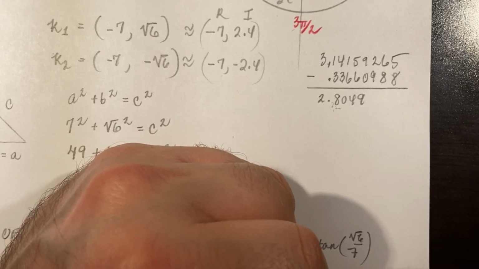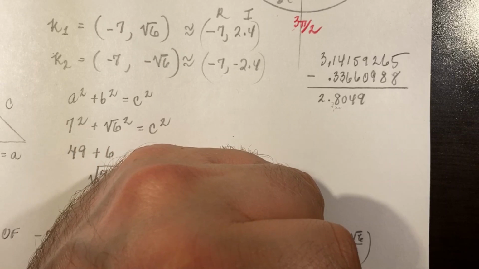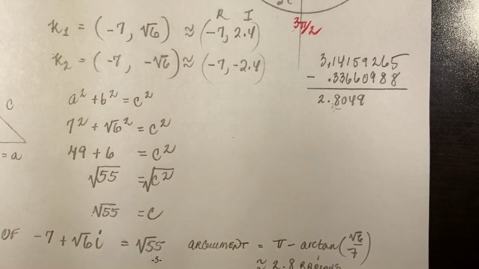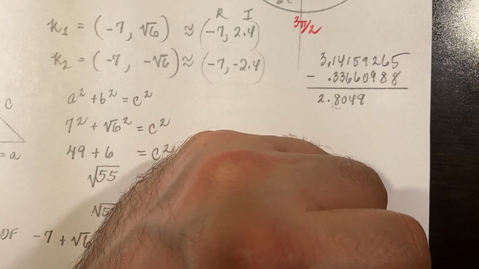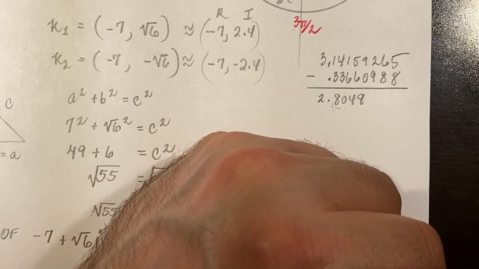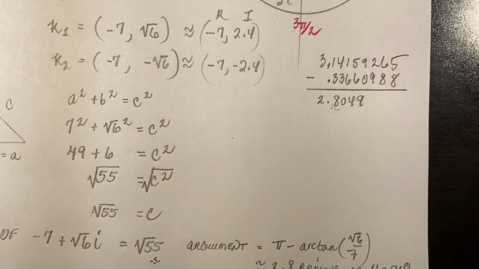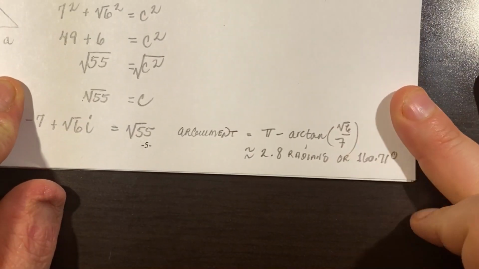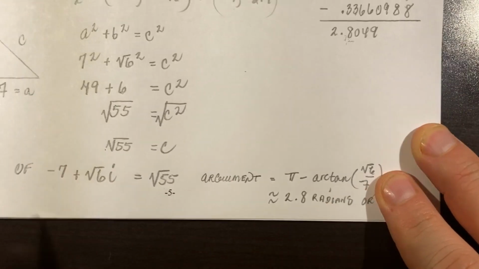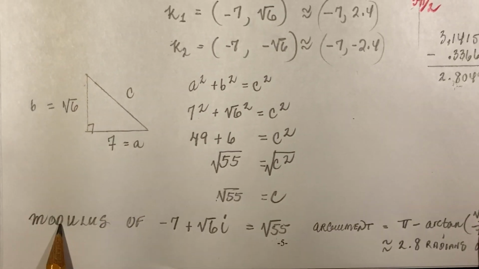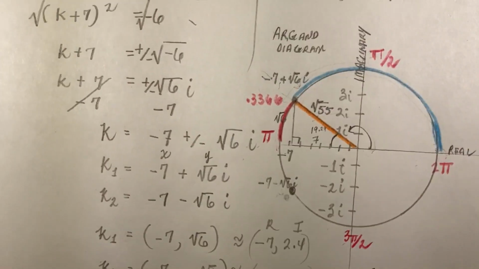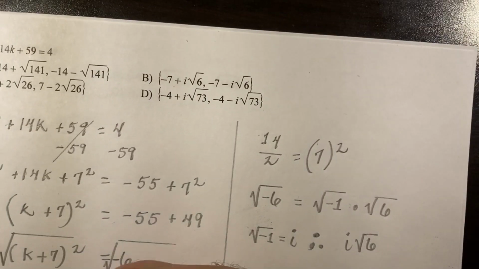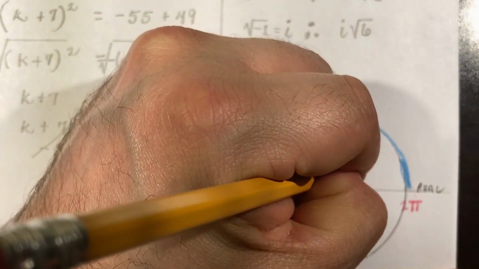And so the approximated argument was 2.8 radians, or if you remember, it was 160.713, or 160.71 degrees. See that? So for a complex number, you've got modulus and argument. In other words, the hypotenuse and the angle of rotation. So this was 160.71 degrees.